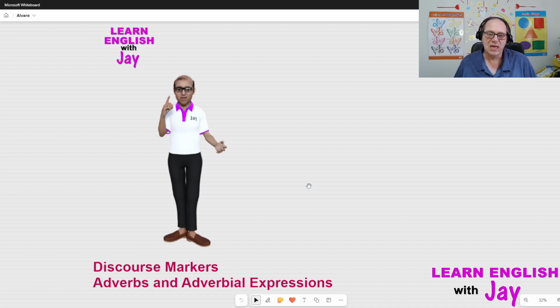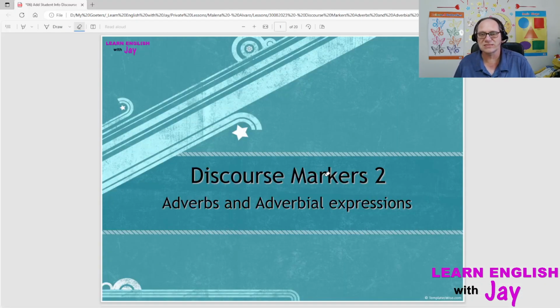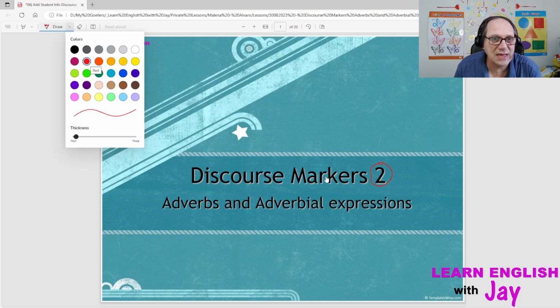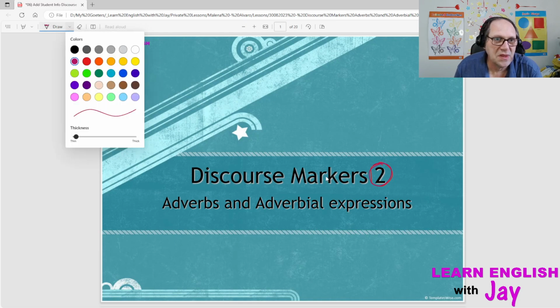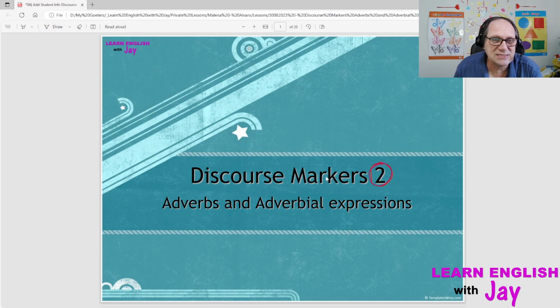Okay, so before we go any further, let's just have a quick look at discourse markers. We are going to have a look specifically at discourse markers 2. Right, so that's what we're going to be looking at tonight. So this is the second discourse marker that we've got: adverbs and adverbial phrases. Adverbs, adverbial expressions or phrases.